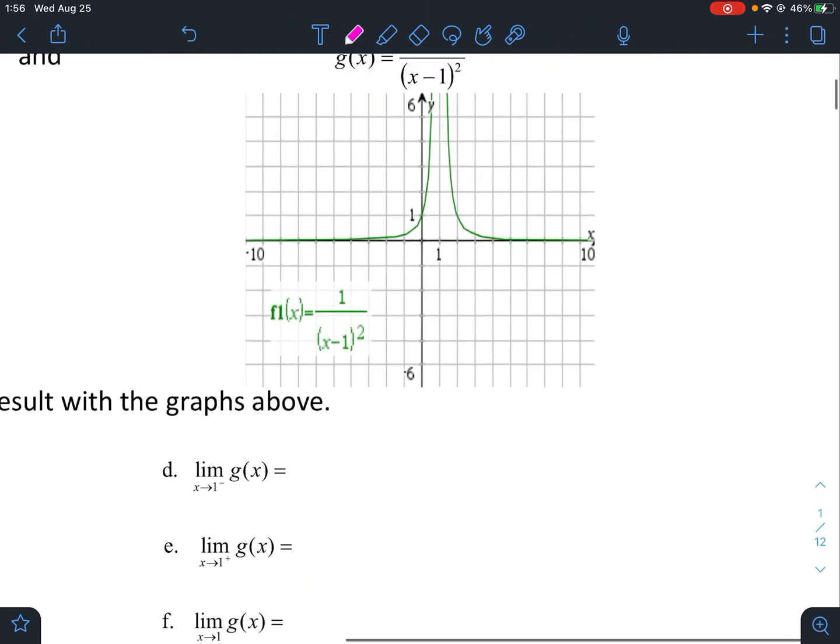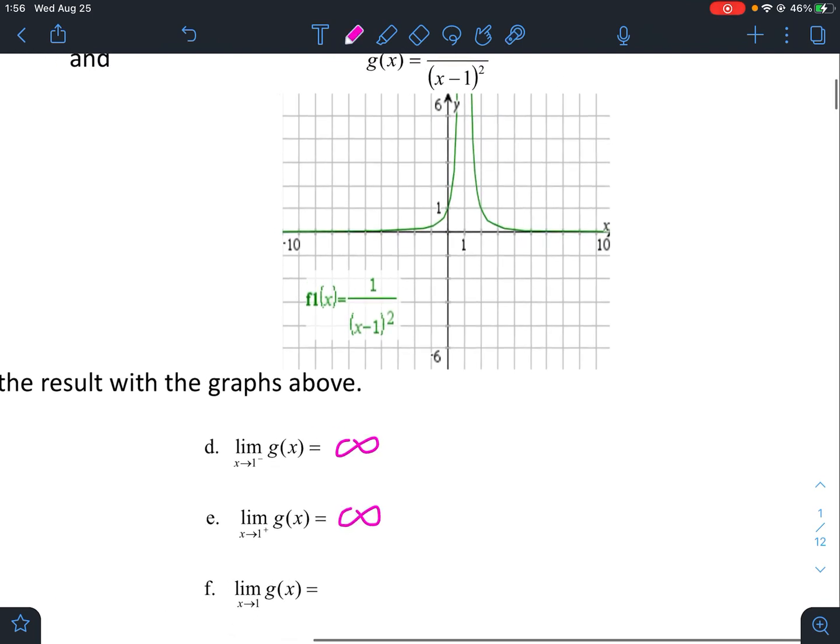Look at this graph. As we approach 1 from the left, it's positive infinity. As we approach 1 from the right, it's also positive infinity. So since they're the same, that means our answer is positive infinity. But does that mean the limit exists? It does not. Remember, an infinite limit means the limit does not exist.